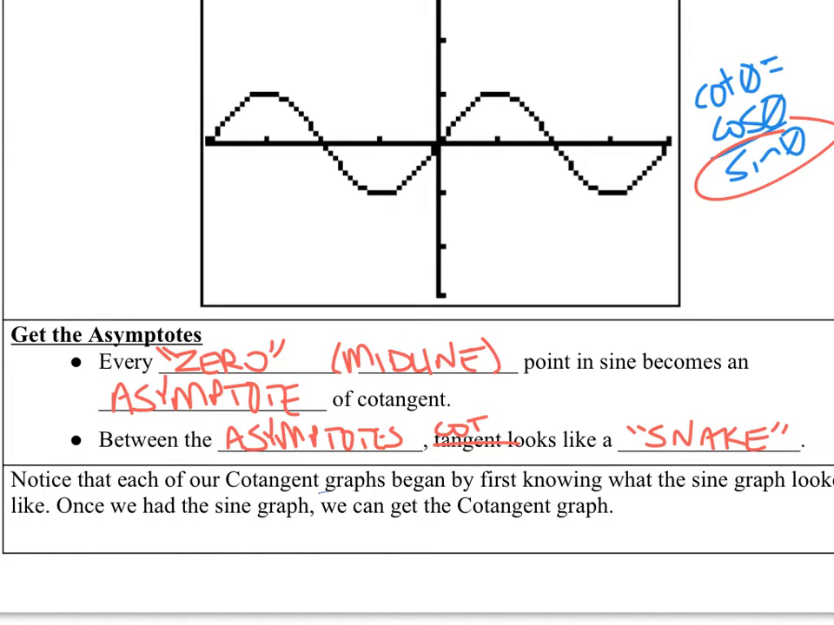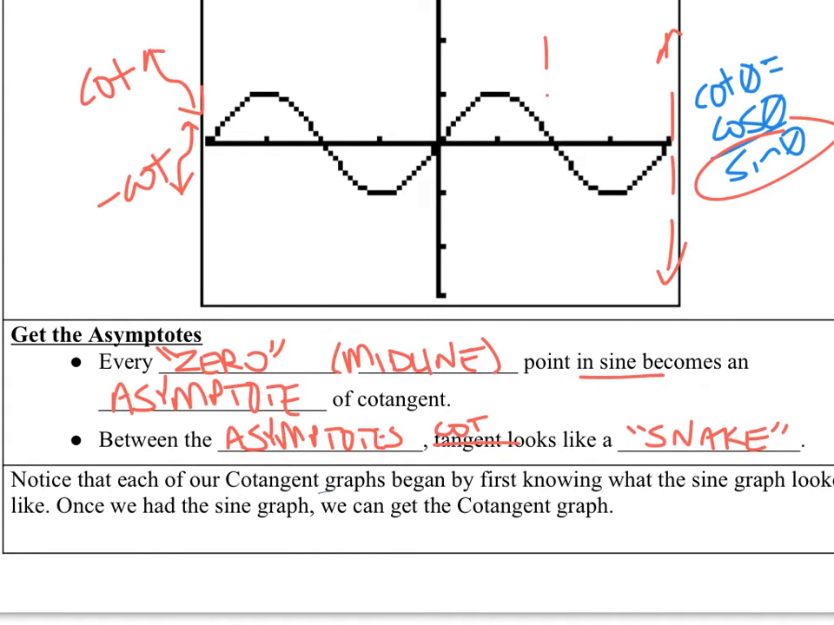So we basically flip-flop everything we did in the tangent video, but now we're going to do it with sine. So every 0 or midline point on sine becomes an asymptote on cotangent, and between the asymptotes, cotangent looks like a snake. This time, though, positive cotangent snakes down, negative cotangent snakes up. So that's kind of counterintuitive. That's a thing to definitely work on memorizing.